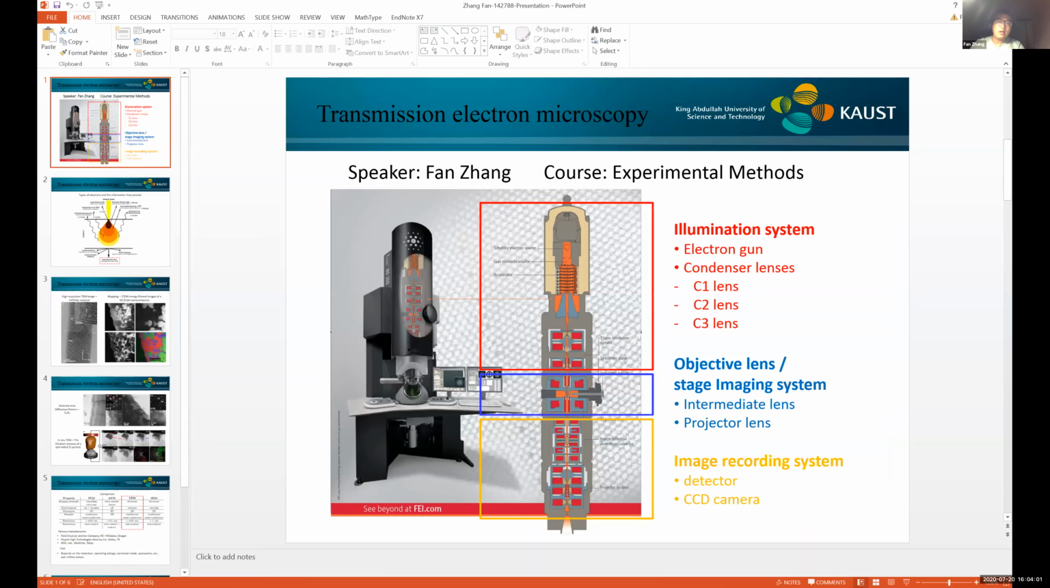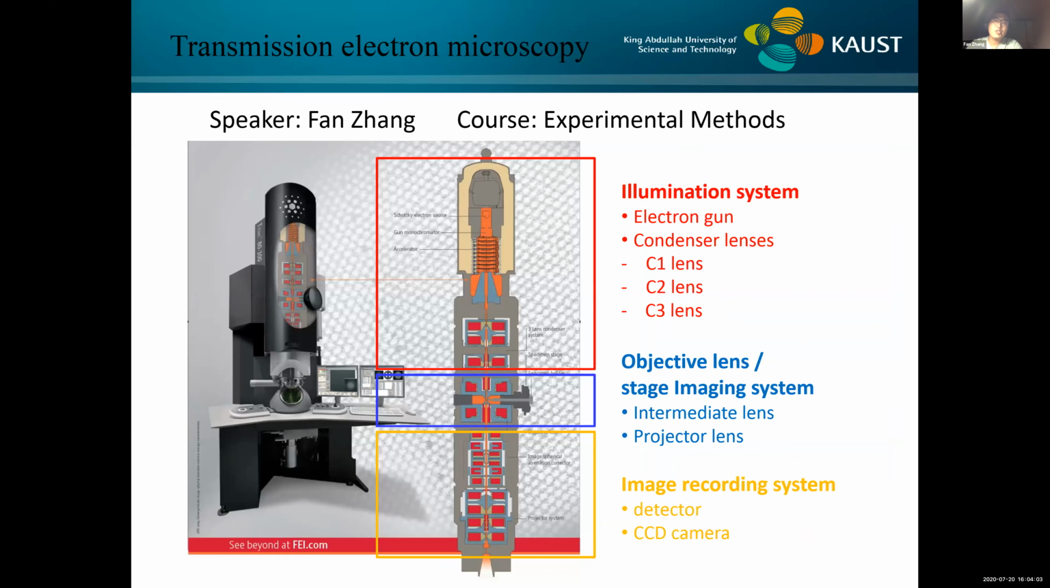Good afternoon, everyone. Today my topic is transmission electron microscopy. This figure shows one of the Titan transmission electron microscopes we are using in the lab, and it consists of three systems: the illumination system, the imaging system, and the image recording system. How does it work? Firstly, the electrons are ejected from the electron gun, and the condenser lens delivers the electrons from the gun to the specimen.